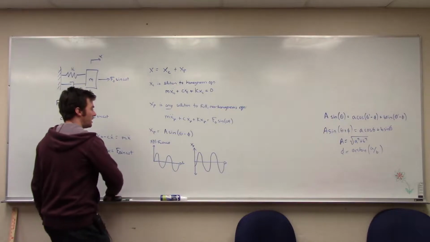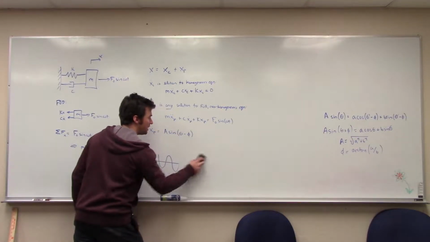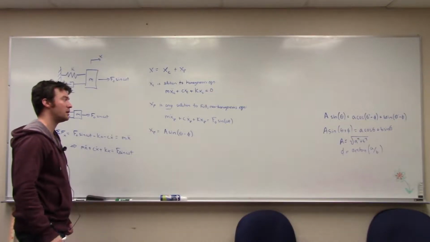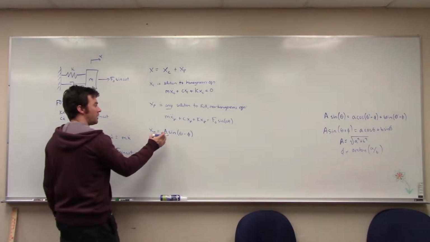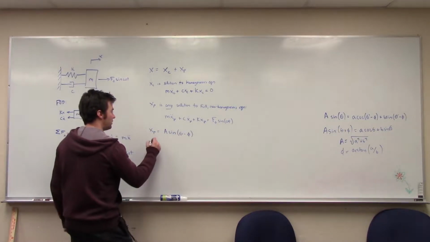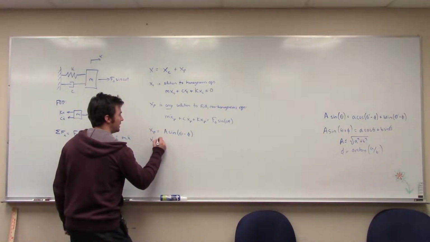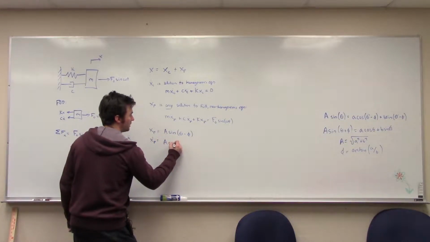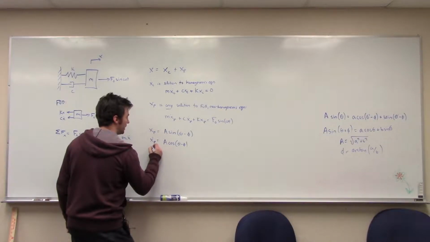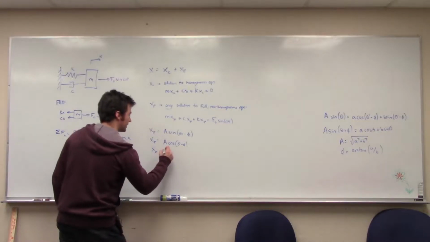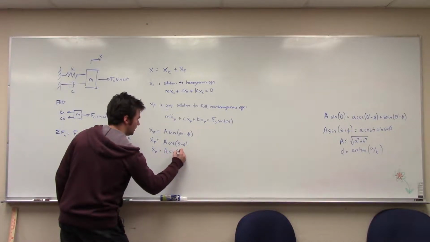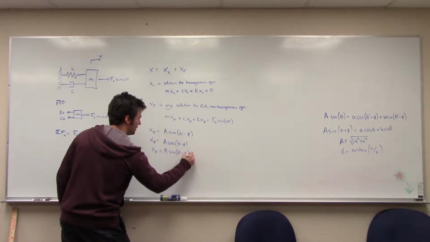Okay, so let's go ahead and figure out what A and phi need to be in order to make that true. We're going to follow the same sort of method that we have in the past. We're going to figure out what A and phi must be by plugging it into this equation here. Okay, so that's xp. xp dot is a cosine of omega t minus phi, and xp double dot must be a sine of omega t minus phi.